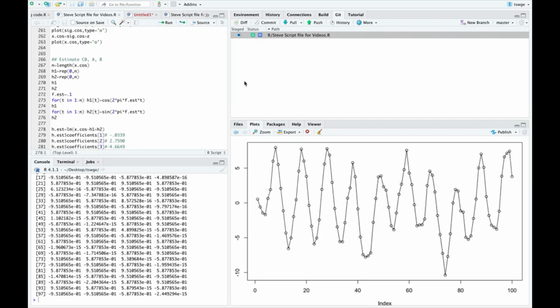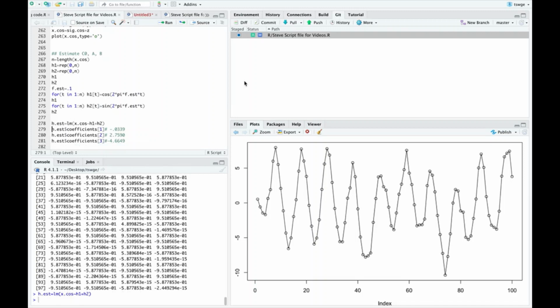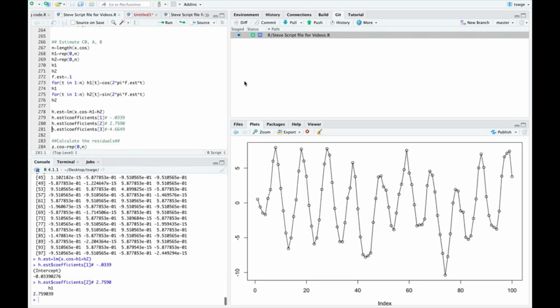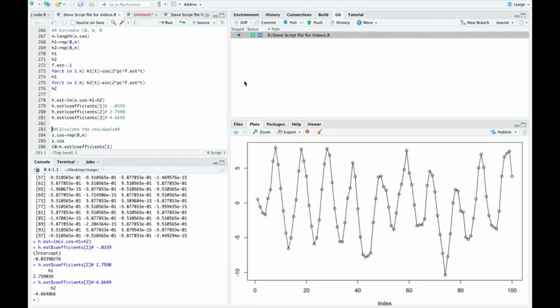So x dot cosine tilde h1 plus h2. So we are trying to get the coefficients for h1 and h2, and also the constant term as well. And here they come. We can see that the intercept, the C naught, is negative 0.03. The H1, which is really A, is 2.759. And H2, which is really B, is negative 4.664. We're going to see that more clearly here.